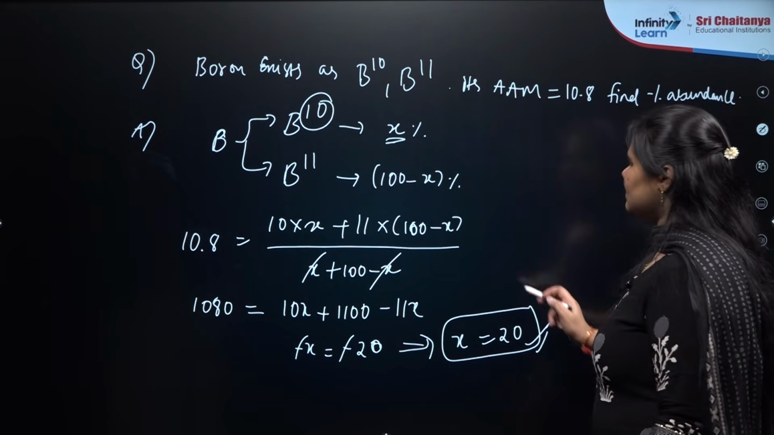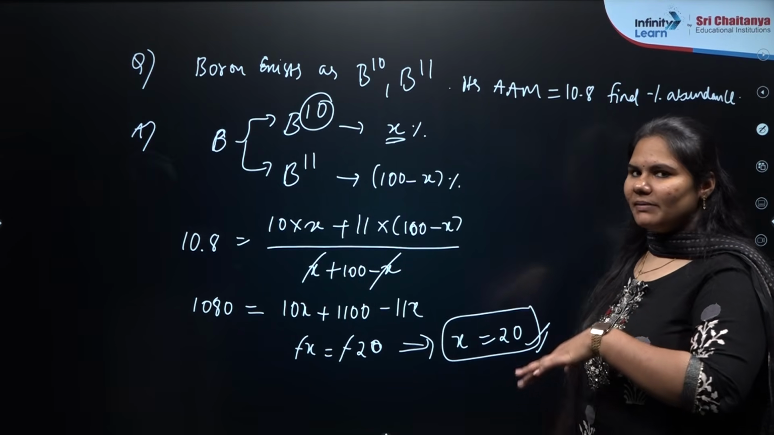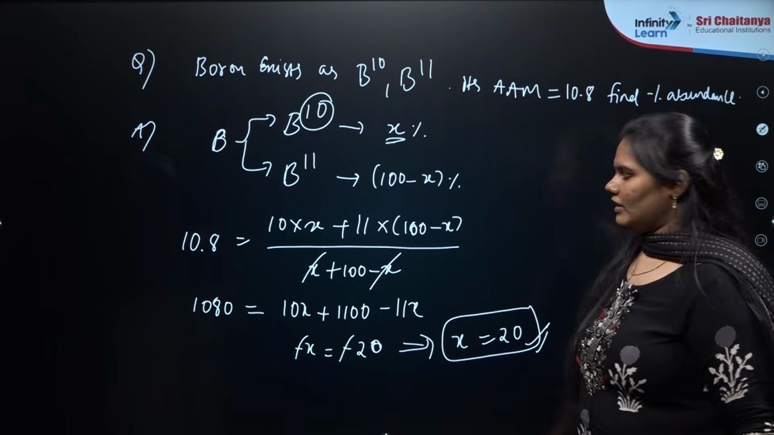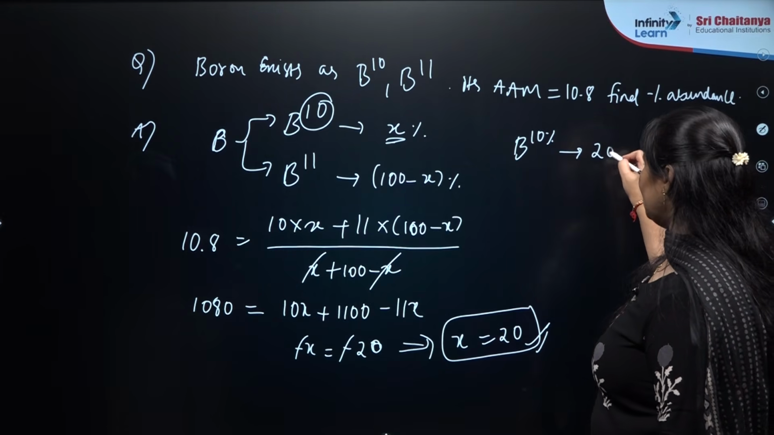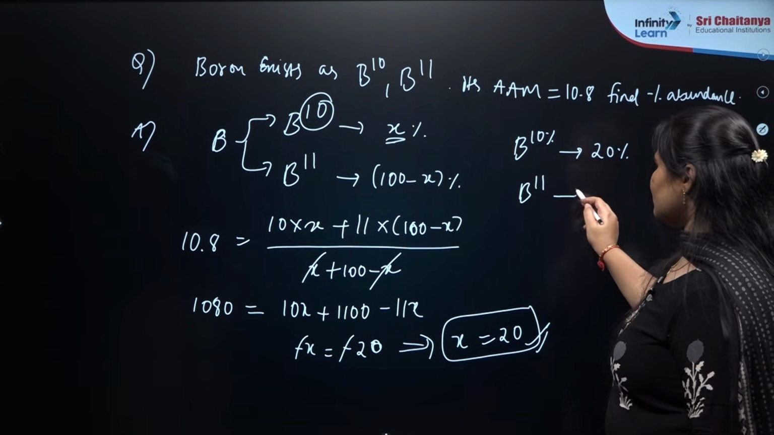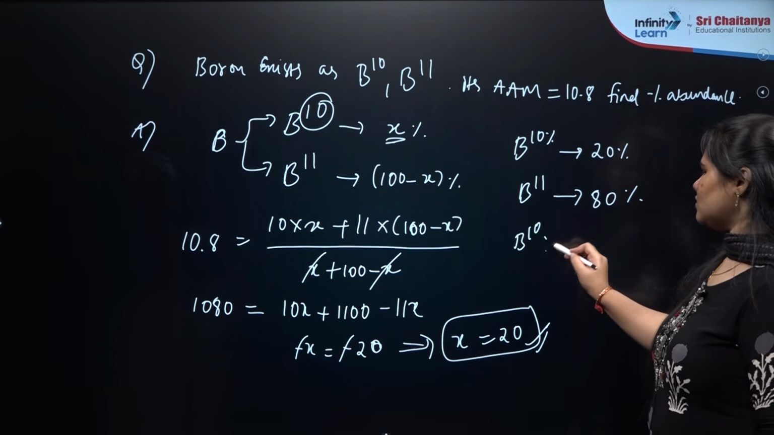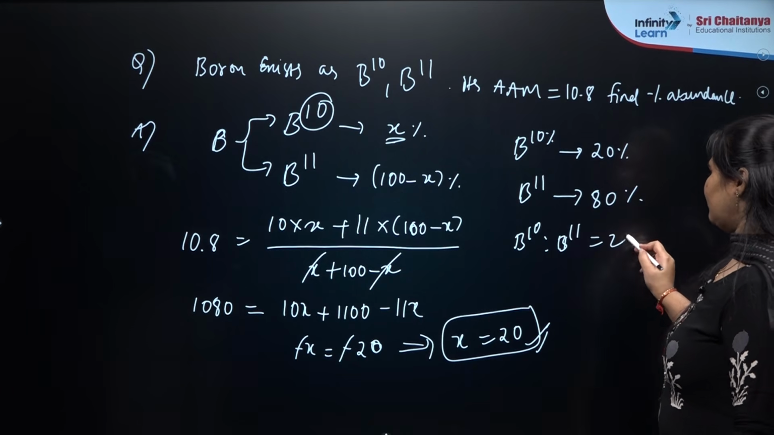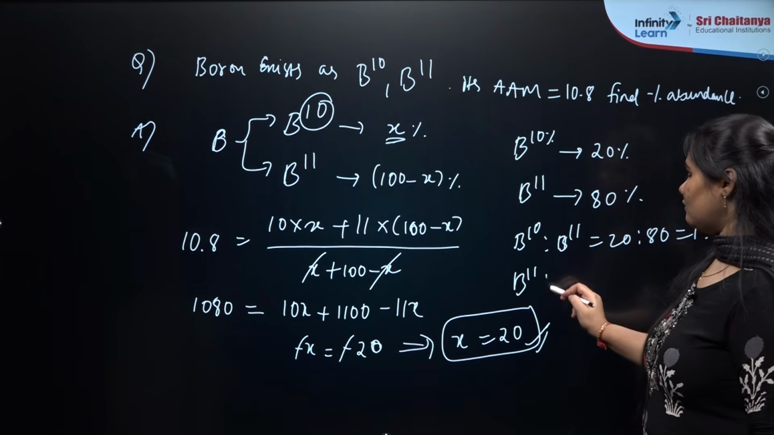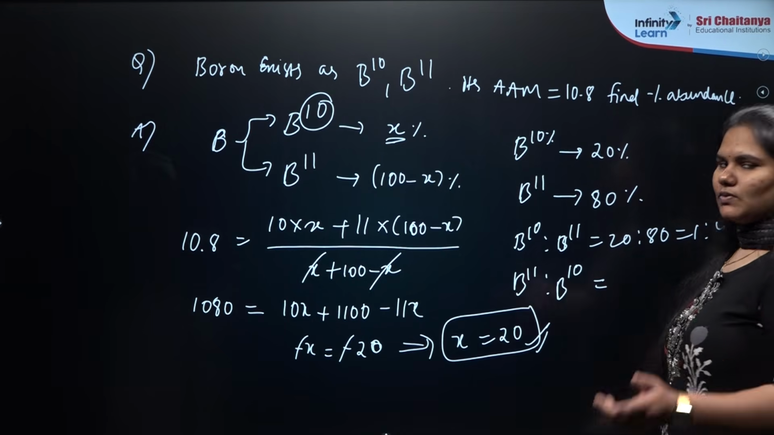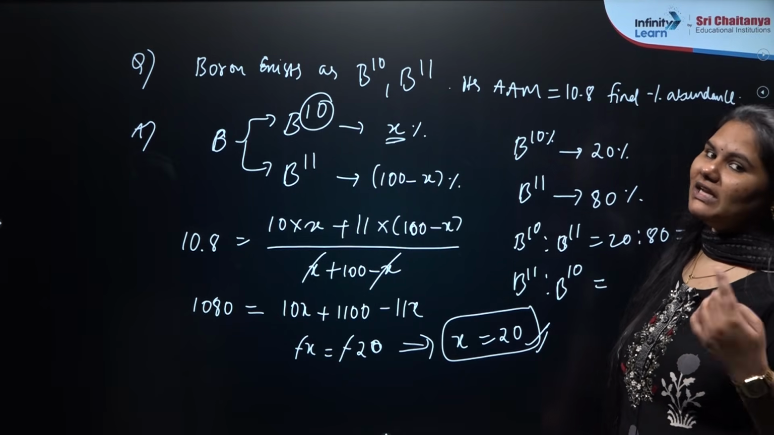What we have imagined as X, is it B10 or B11? That also matters because they can ask you the ratio of B10 and B11 or B11 and B10. You should be very careful. So X I have taken as B10. So B10 percentage is 20 percent. B11, how much? B11 will be 80 percent. If they ask you the B10 to B11 ratio, it will be 20 is to 80, which will be 1 is to 4. Same question, but if they change the question at the ending, that is what you have to check, especially when they are asking ratios, whether they are asking B10 comma B11 or B11 comma B10.